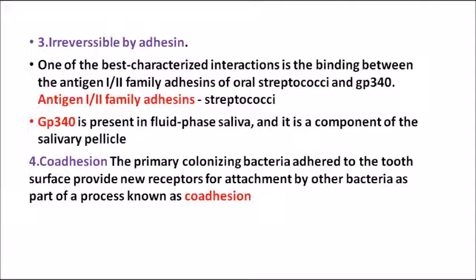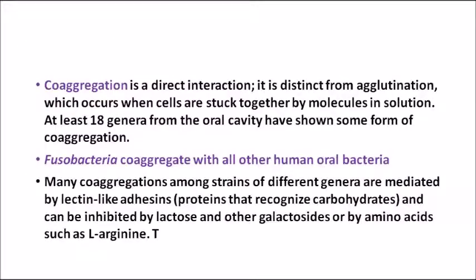Fourth step was co-adhesion. The primary colonizing bacteria will provide new receptors for the attachment of other bacteria, or secondary colonizers. This is known as co-adhesion. Now you have to differentiate between co-adhesion and co-aggregation. Co-adhesion, we already said, is where primary colonizers come and attach on the tooth surface. Then they express some receptors to help the attachment of the secondary colonizers. But what is co-aggregation? It is like a direct interaction, or a mutual understanding. Here the cells are stuck together by some molecules in the solution. Many cells will come and club together, or aggregate together.